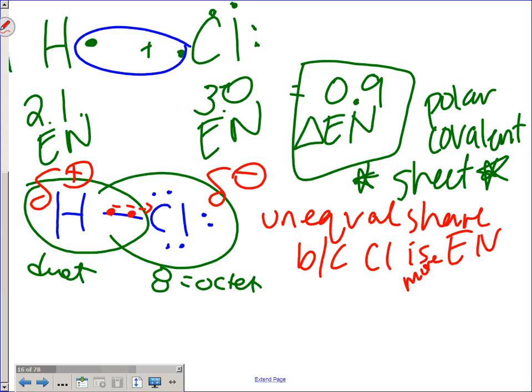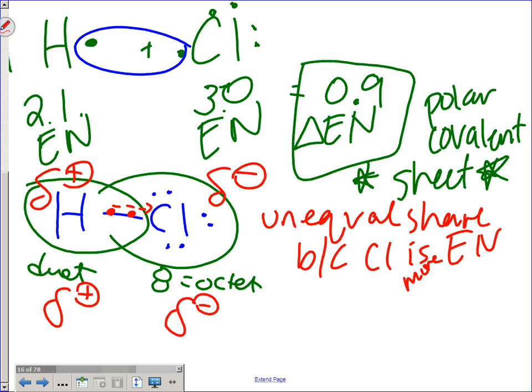Give me a sign if you get this. I need to see where your questions are because this polarity stuff has some theoretical stuff behind it. It's like partial positive, partial negative.